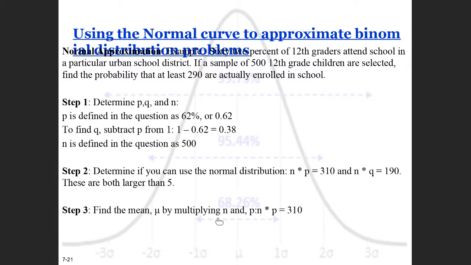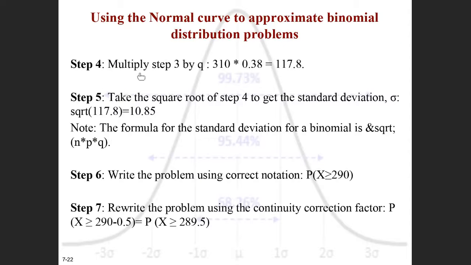We find the mean by multiplying n and p, and n times p equals 310, okay? Then we multiply step 3 by q. 310 times 0.38 equals 117.8. We take the square root of step 4 to get the standard deviation, sigma. The square root of 117.8 equals 10.85. The formula for standard deviation for binomial is the square root of n times p times q.